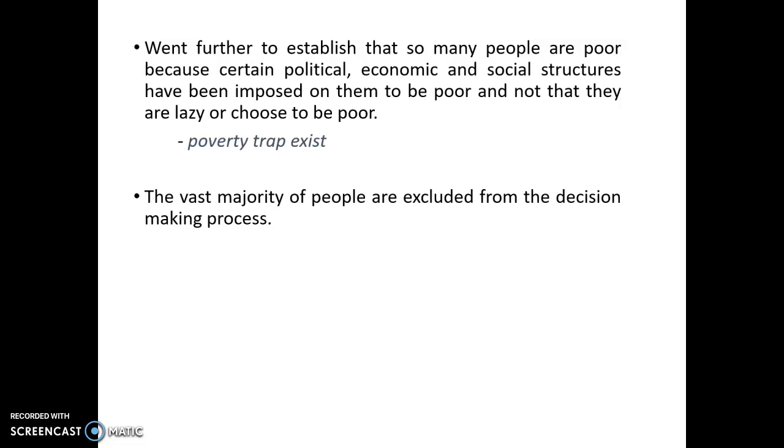Poverty trap exists. The vast majority of people are excluded from the decision-making process. As we discussed in our previous videos about the good governance system, we want to provide decision-making processes to the people, to the local community, in order to improve their own decisions as well. And societies can be improved through the participation of local people.